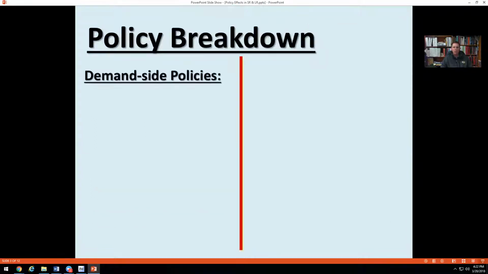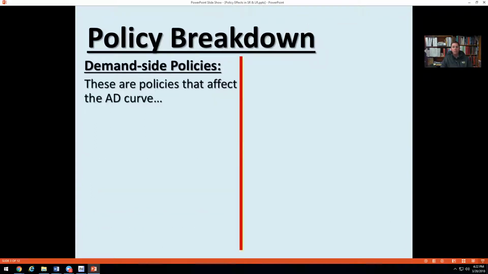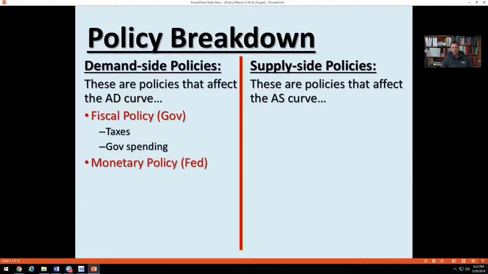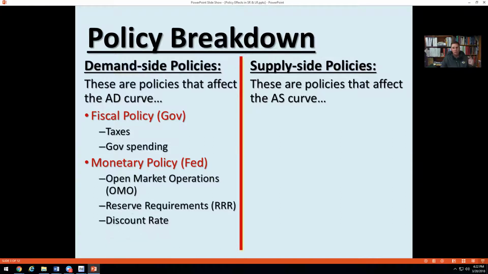So the policy breakdown, again, this is not new. Demand side policies are policies that affect the aggregate demand curve. Supply side, as you would imagine, affect the aggregate supply curve. So AD is affected by fiscal policy, government action through taxes and government spending, those two options. Monetary policy also affects the AD curve. Open market operations, buying and selling of government securities, bonds, and reserve requirement, and the discount rate or interest rates. So this is the only chunk that affects AD. This fiscal and monetary policy affects AD.